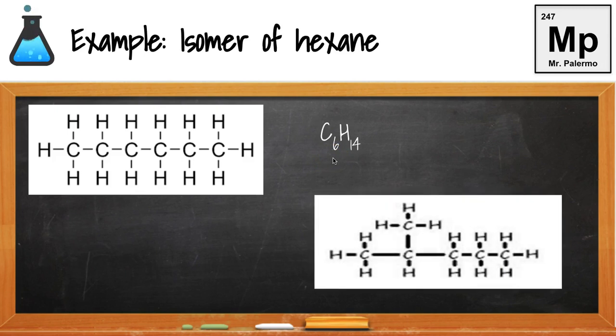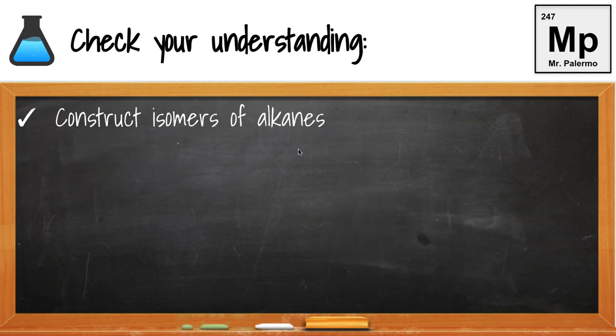And so here's one example of an isomer of hexane. And so what we're basically doing is just taking one of these carbons here on the end, either end of the molecule, and moving it somewhere in the middle as a branch. So in this case, this is going to be 2-methyl pentane. So it is a different structural formula than hexane. It has different properties, but it has the same molecular formula. So let's check your understanding. Can you construct isomers of alkanes?